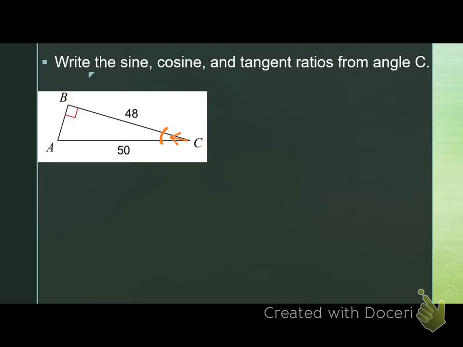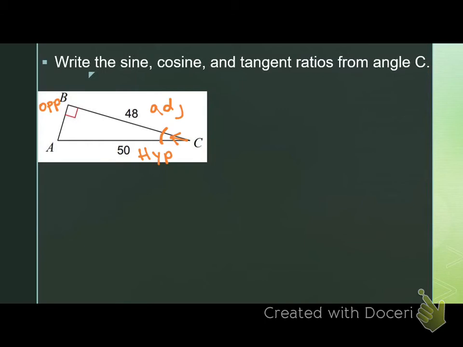So which of these is the opposite of angle C? Yeah, BA, AB. We don't know it. We'll find it here in a second. So go ahead and label it your opposite. Which of these is the hypotenuse? 50. And then which of these, the last one's adjacent. So we have a right triangle, right? It is 48. We have a right triangle. We know 2 sides, and we're missing the third side.